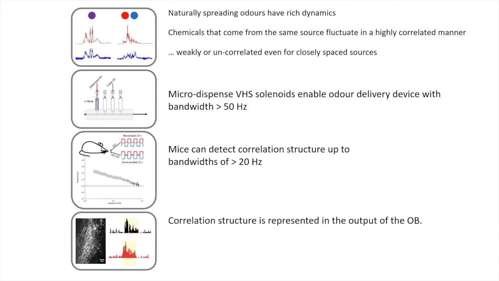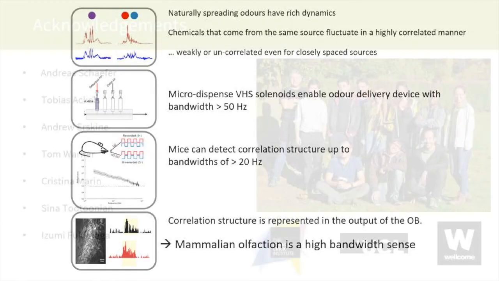Further, we see that the correlation structure is represented in the output of the olfactory bulb using 2-photon imaging and whole cell recordings. And altogether, what we'd like to convey is that mammalian olfaction is a high bandwidth sense, which is something that has been a large unknown in the field so far.